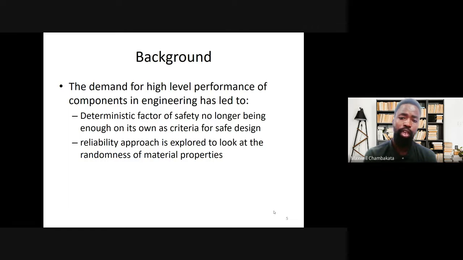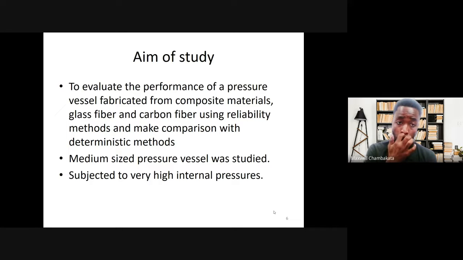So the demand for high-level performance of composites in engineering has led to the deterministic factor of safety no longer being enough on its own as a criterion for safe design. Also, the reliability approach is explored to look at the randomness of material properties. The aim of this study is to evaluate the performance of a pressure vessel fabricated from composite materials, glass fiber and carbon fiber, using reliability methods and make a comparison with deterministic methods.